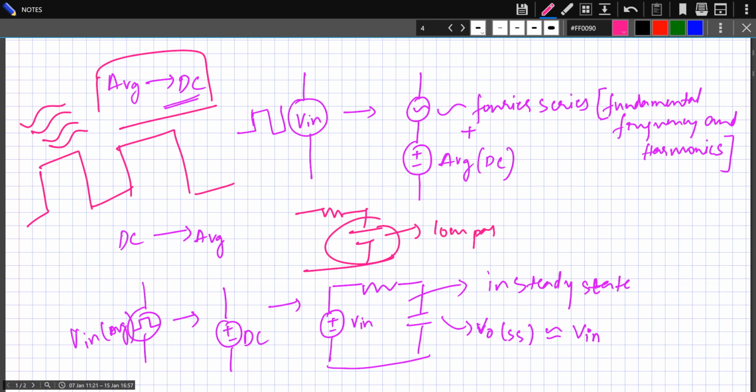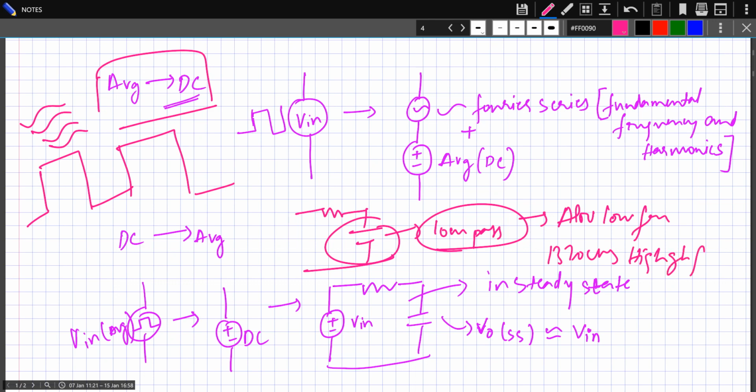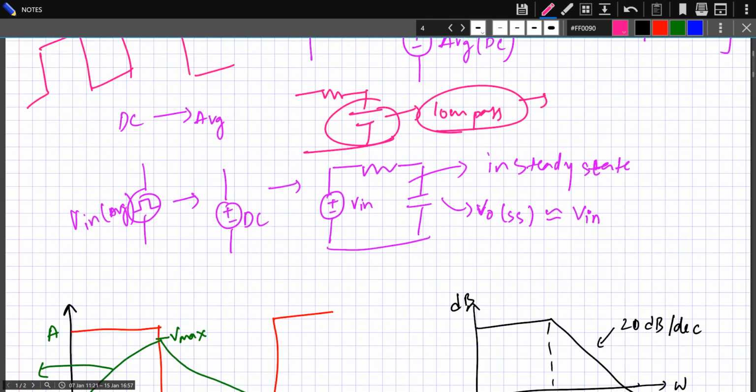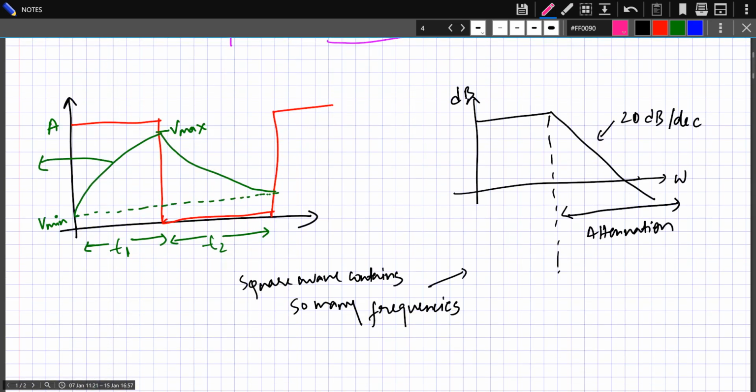low pass circuit. What does a low pass circuit mean? It allows low frequencies and blocks high frequencies. Yes. It is a low pass circuit. So what can we infer from that? Let's see here.